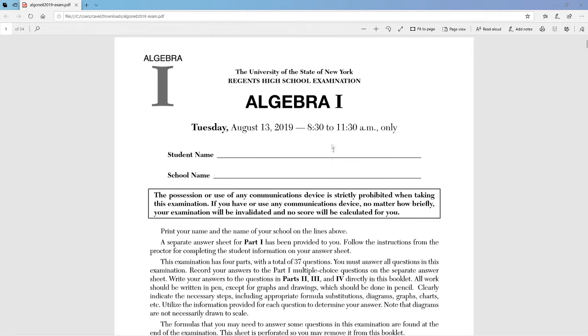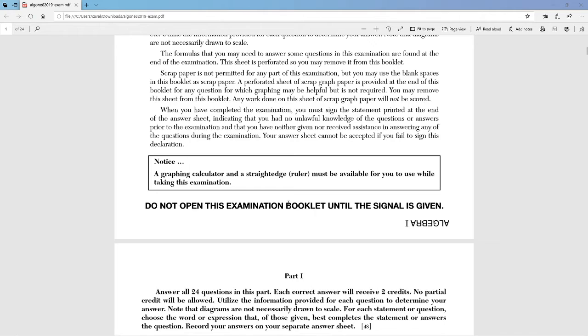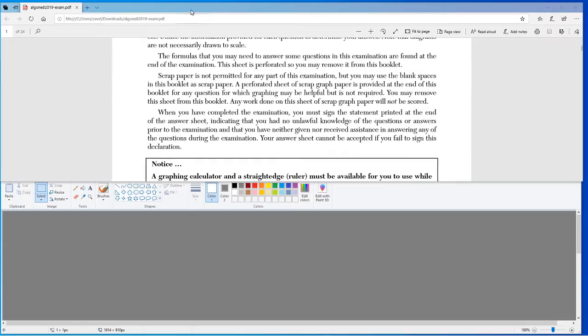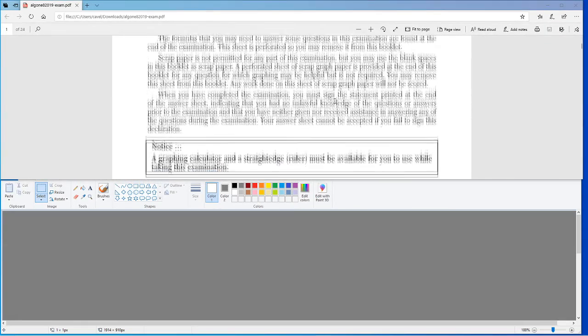This is a 3-hour test, and it says you can use a graphing calculator, and a straight edge ruler must be available for you to use while taking this exam. So let's go ahead and start.